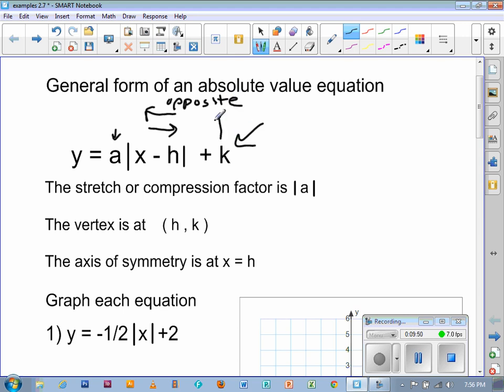The k will translate up and down, and that's as is. You don't switch the sign on that one. And the a affects the shape of it.